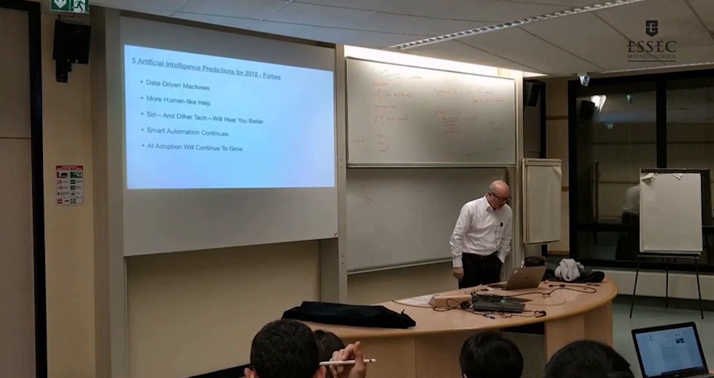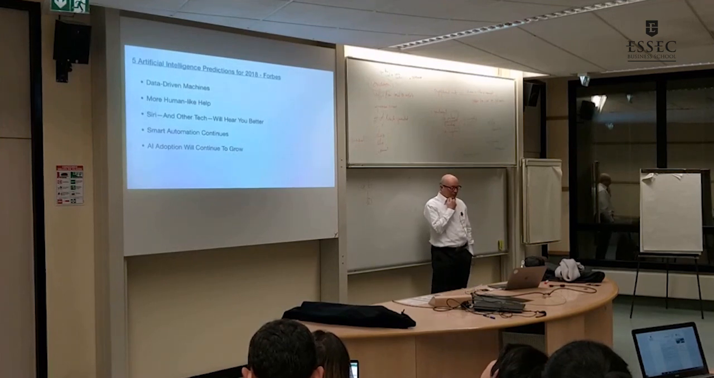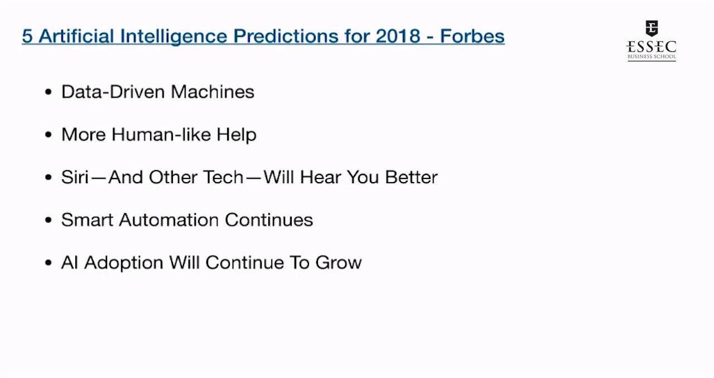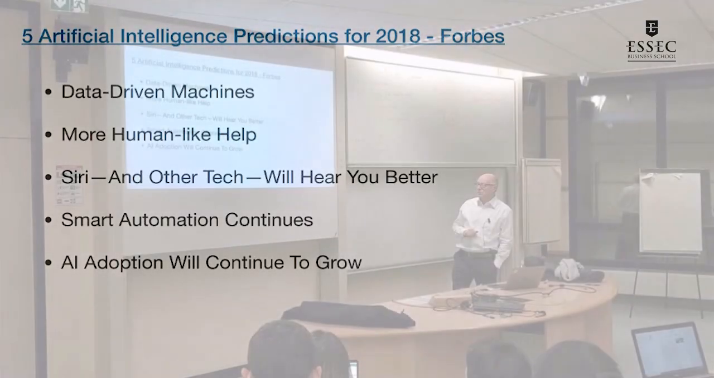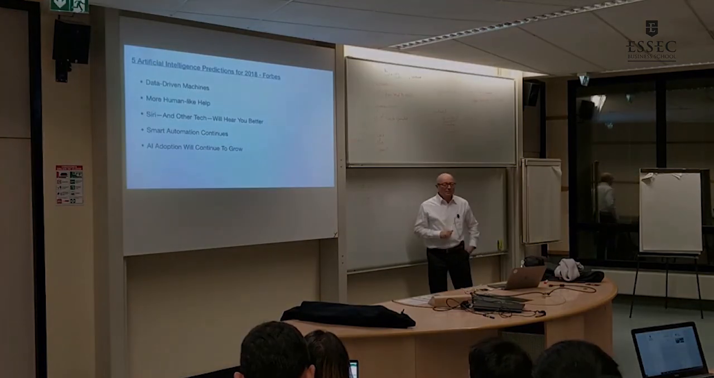All right, I will finish with 5 predictions made by Forbes for artificial intelligence. Data-driven machines, more human-like help, Siri and other tech will hear you better, smart automation, and AI adoption. So these are some of the trends.